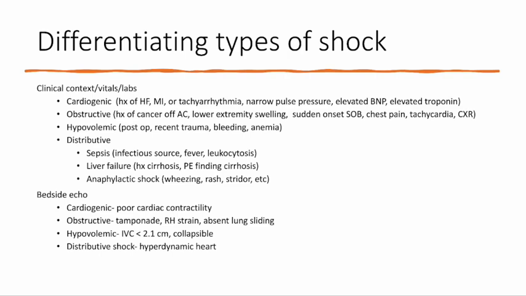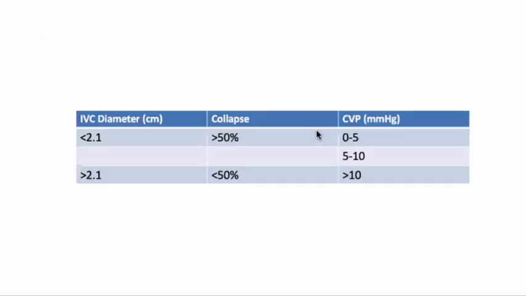So when you go to evaluate a patient on the floor or in the emergency department and there's concern for shock, make sure to always look at the clinical context, vitals, labs, and perform a bedside echo, look at cardiac contractility, and try to visualize the IVC. This will greatly narrow your differential. And here's a table of the IVC collapsibility index that will help you to interpret your findings on your bedside examination of the IVC.